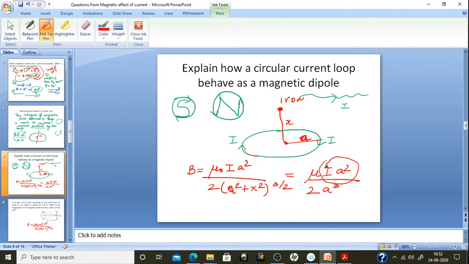Now I a square, what is I a square? I a square is m, right? Just now I have shown that. Because what is magnetic moment? Magnetic moment formula is current into the area. The area is a square, because this is a circular loop, so it will be pi a square in fact. So I can put pi here, and this will give me m, so I'll get pi down here also.